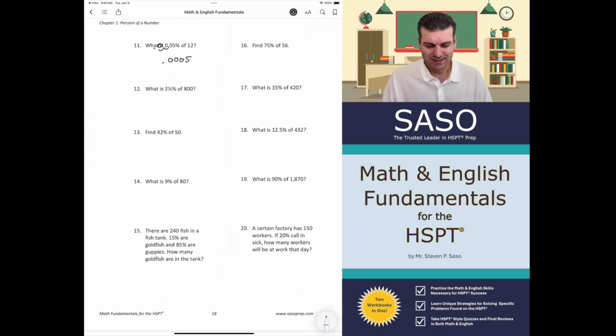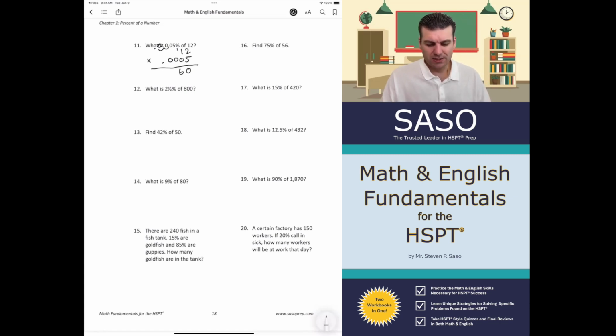And then times 12, right? Now, in this case, I guess we can do it like this. We can do 12 times 0.005. We just need to multiply out the 5 here. So let me show you what that looks like. 5 times 2 is 10, carry the 1. 5 times 1 is 5, plus 1 is 6.